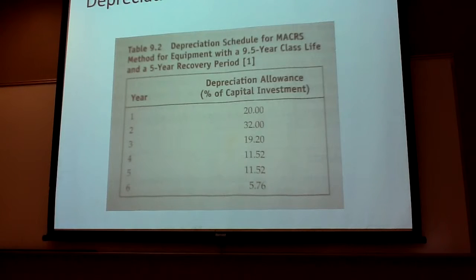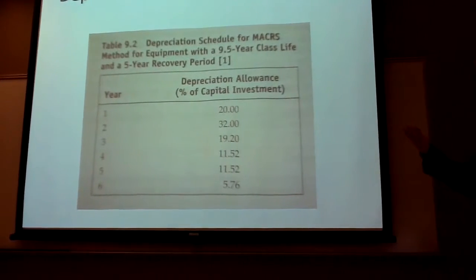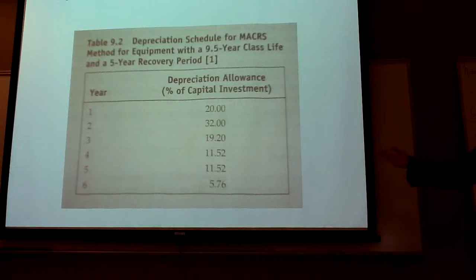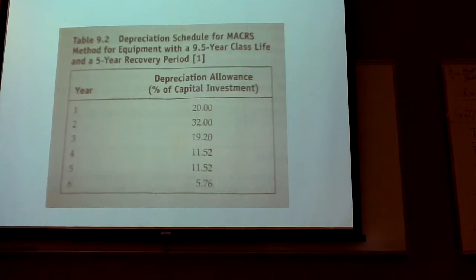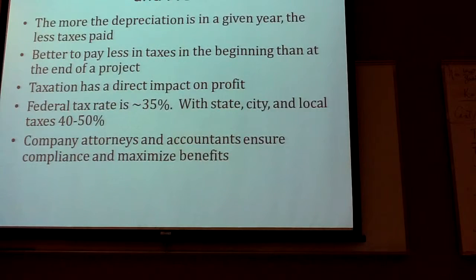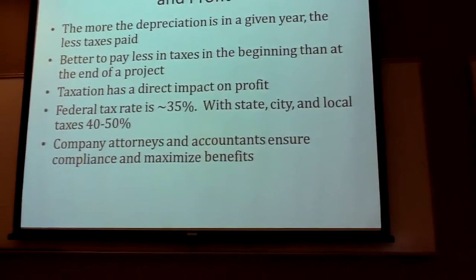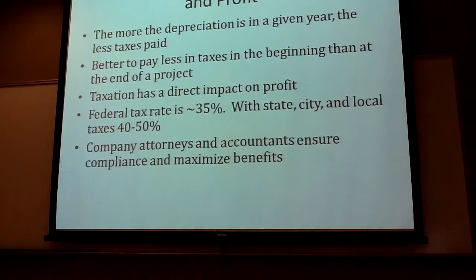And this system that they use now begins with the double declining balance, and then, say halfway through the life or so, once the straight line balance generates a higher cost for that year, it switches over to that. The reason for doing so is the more depreciation in a given year, the less taxes paid. And it is better to pay less in taxes in the beginning of the project life than at the end.